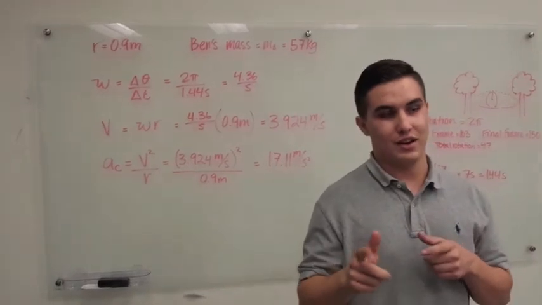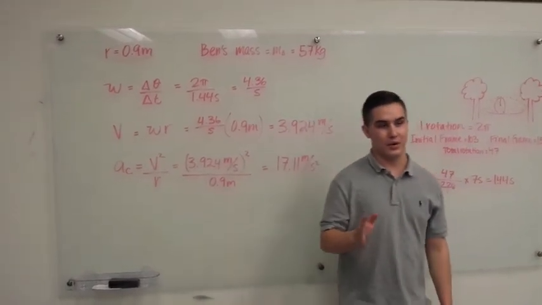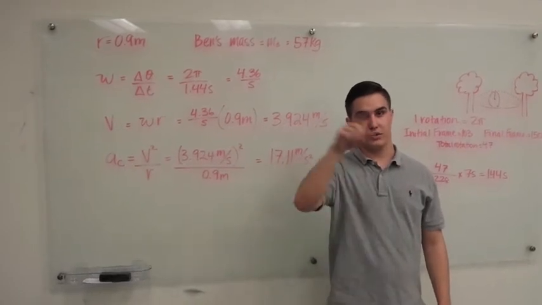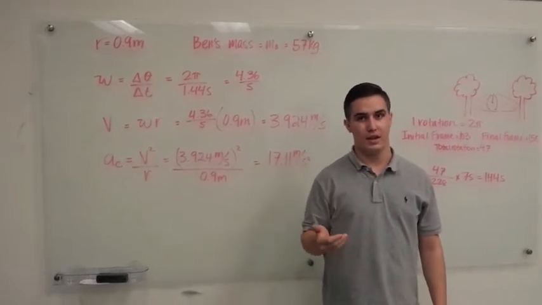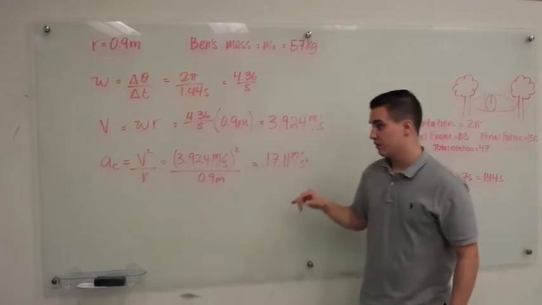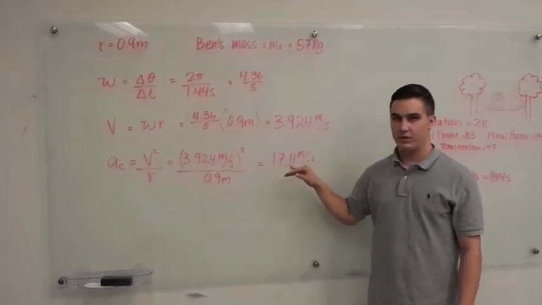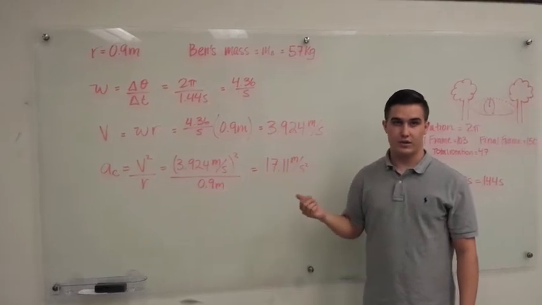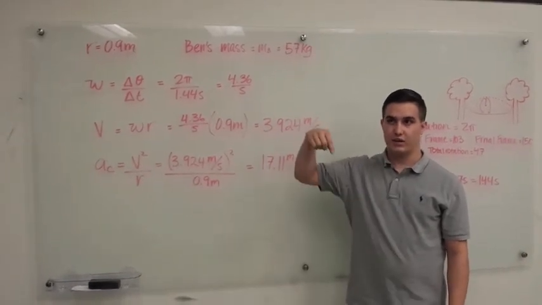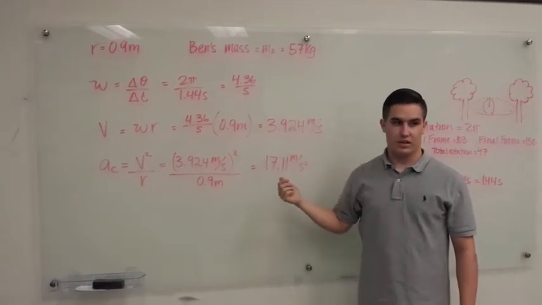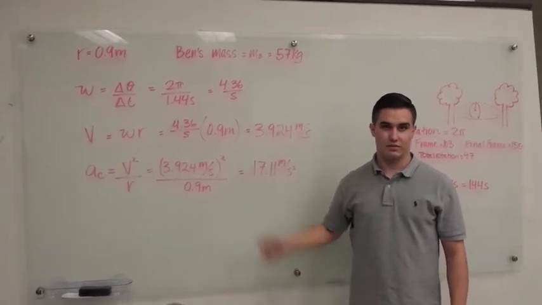What's up, class? As you saw in the video, we were able to succeed one time in completing one full rotation without losing Ben from the hammock. We calculated that our centripetal acceleration was 17.11 meters per second squared, which is greater than the acceleration of gravity pushing down on Ben when he's at the top of his rotation. So it makes sense that he was able to stay in the hammock.